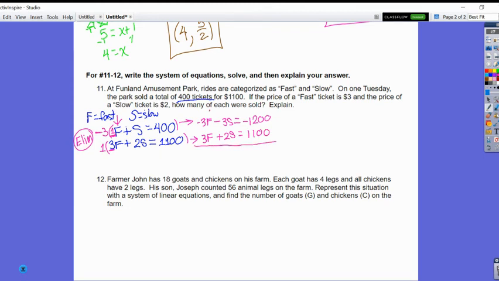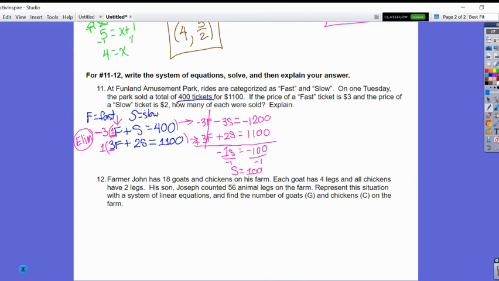Now we're ready to add. Negative 3f and positive 3f when we add cancels. Negative 3s and positive 2s makes a negative 1s, and negative 1200 plus the 1100 is going to be negative 100. Divide both sides by that negative 1 coefficient. I'm looking at s equals 100.